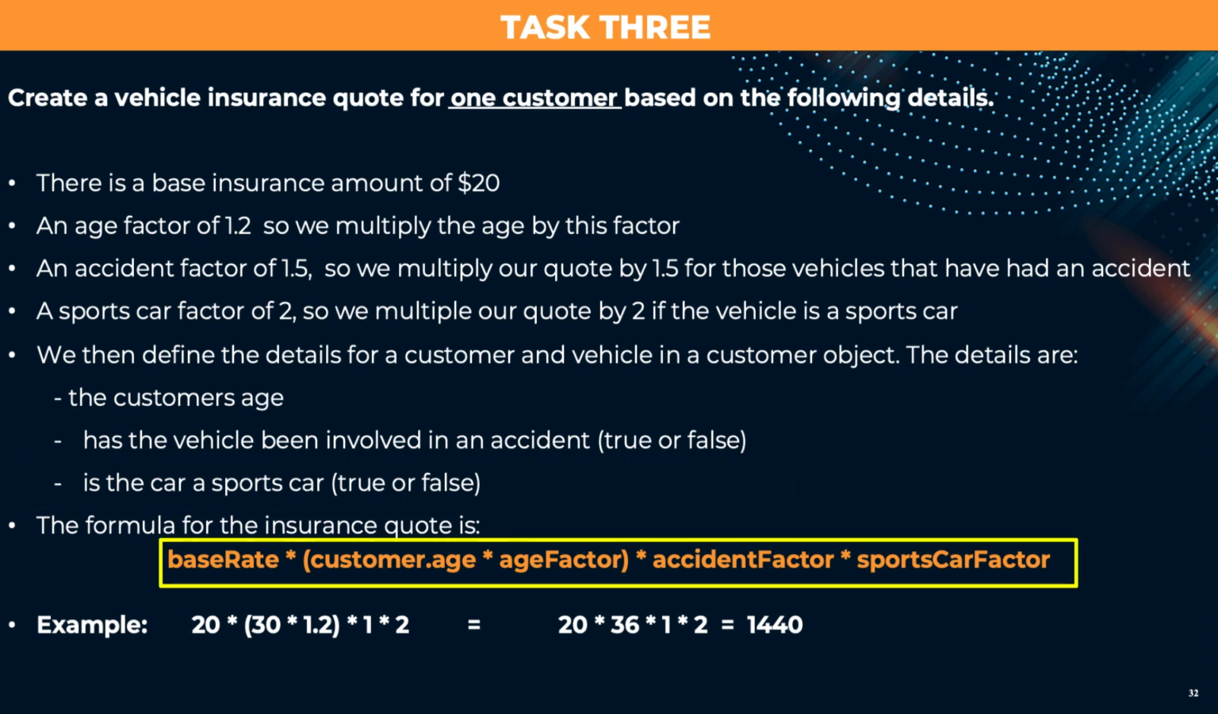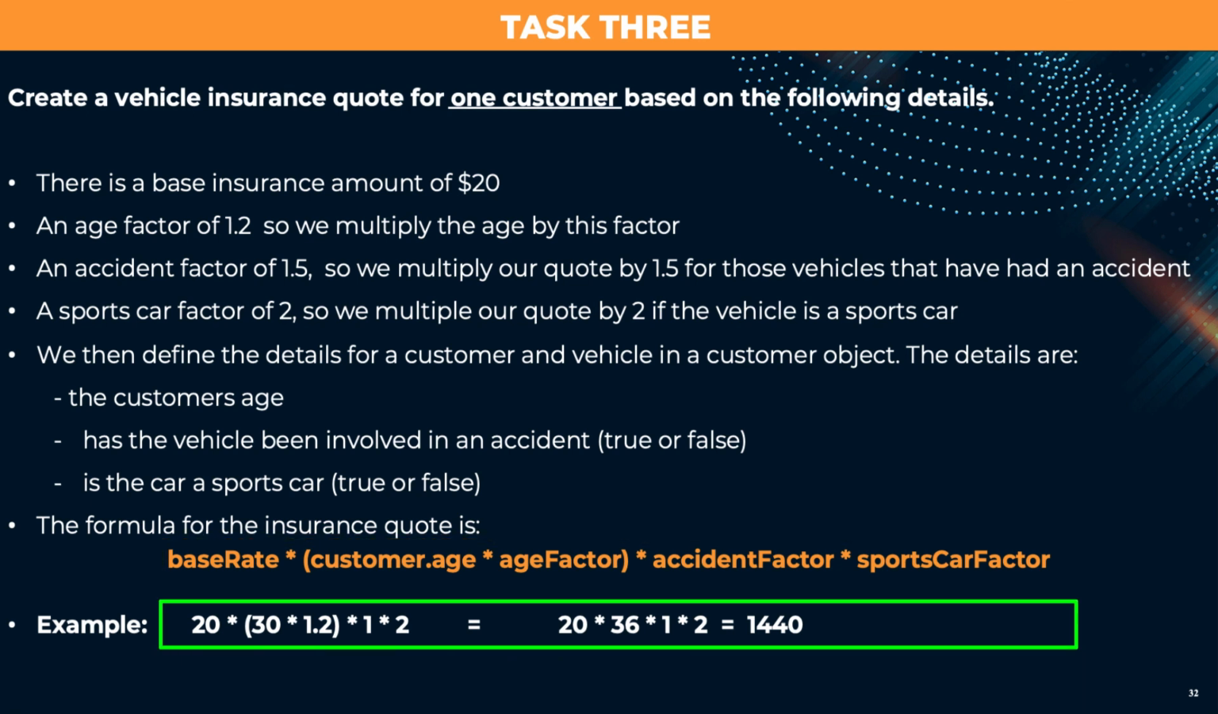Our formula for working out the insurance quote is the base rate, which is $20, multiplied by customer age, multiplied by the age factor, 1.2, multiplied by accident factor, which is 1.5, if they have been involved in an accident, multiplied by the sports car factor, which is 2, if it's a sports car.